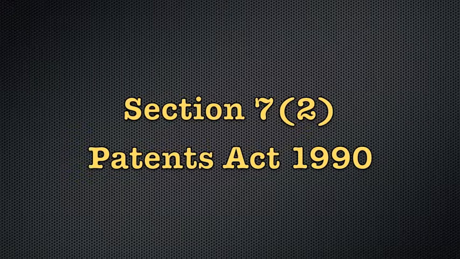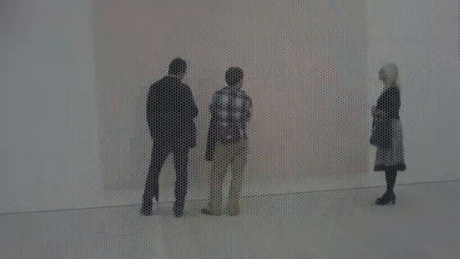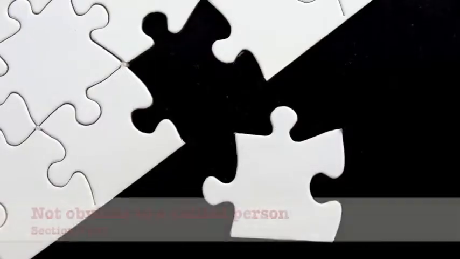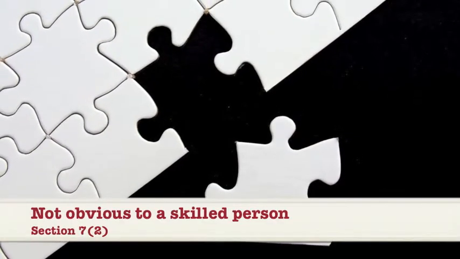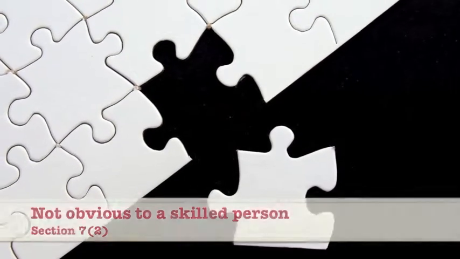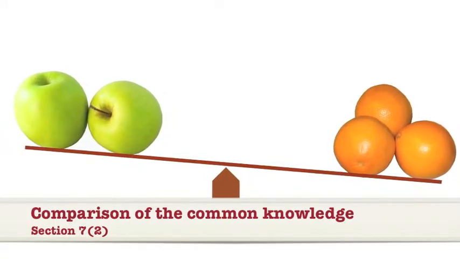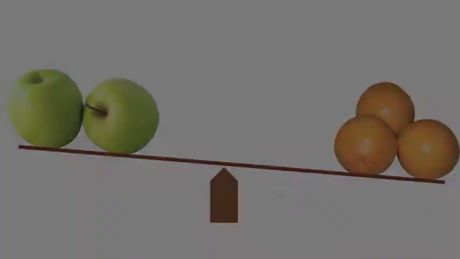Section 7, subsection 2 of the Patents Act goes on to elaborate on the requirements of an inventive step, highlighting the need for a comparison to a prior art base, the invention not to be obvious to a person skilled in the relevant art, and a comparison of the common knowledge within the relevant field. It is these factors that will be discussed in this video.